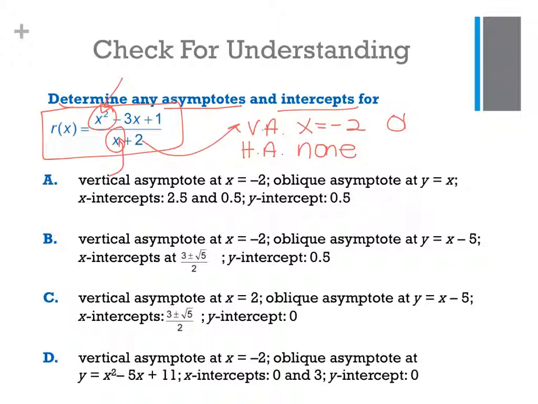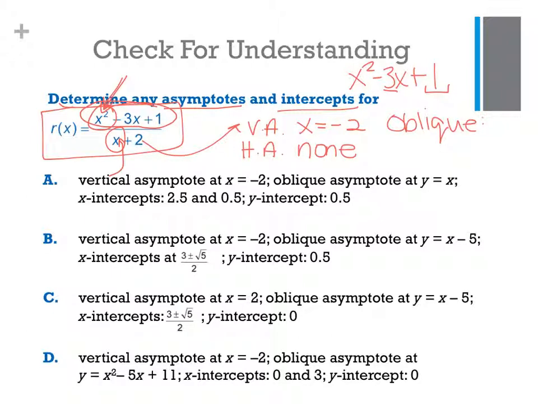To check for an oblique asymptote, remember there cannot be any common factors in the numerator and the denominator. This polynomial on top, x squared minus 3x plus 1, is not factorable because there's not two numbers that multiply to be 1 that add to be negative 3. And since there's not any common factors and the degree on top is 1 greater than the degree on bottom, and the degree on bottom is not equal to 0, it's greater than 0, we do have an oblique asymptote.